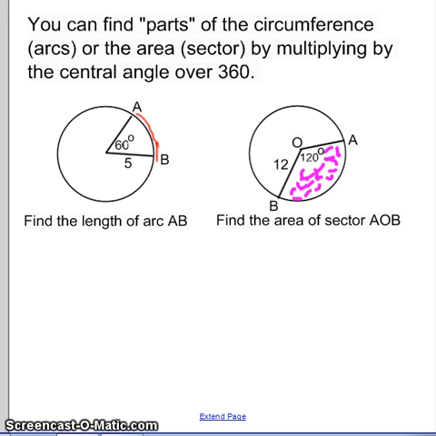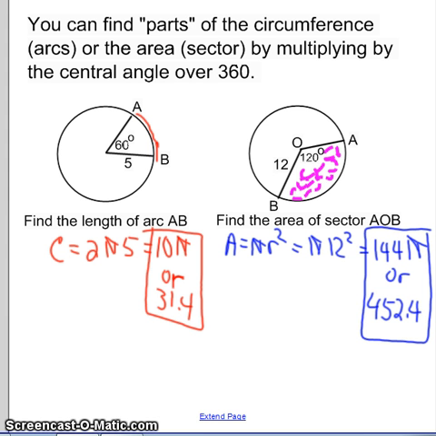The next thing we're going to talk about are what I like to call pizza problems. They're based on what we just did, whether you know the circumference of a circle or the area of a circle. And then we're going to just find a fractional part of it. Both of these problems are done the same way. The first thing that we're going to do is find the entire circumference of the first circle and the entire area of the second. And we've done that.